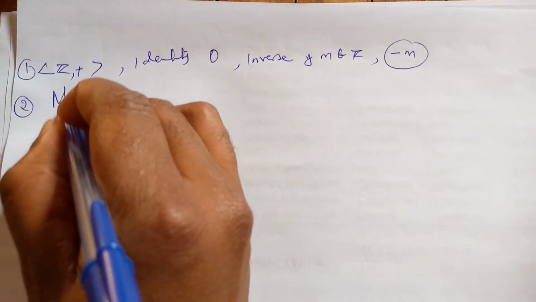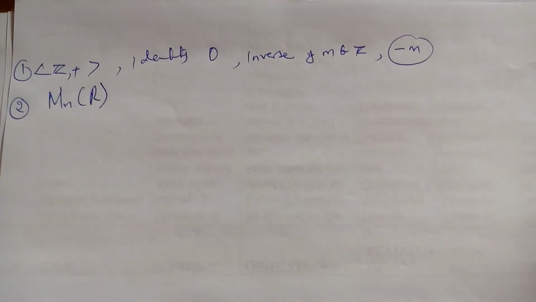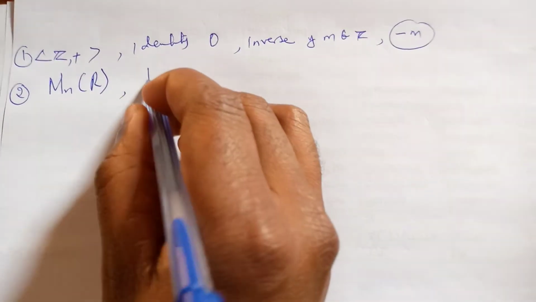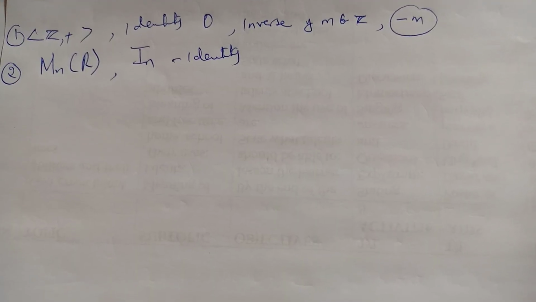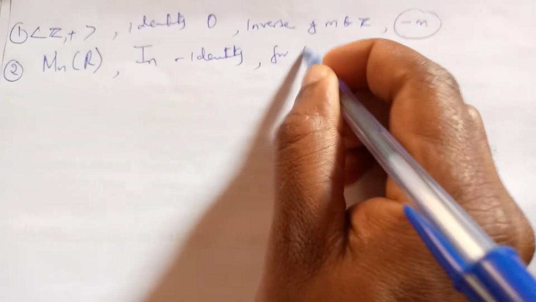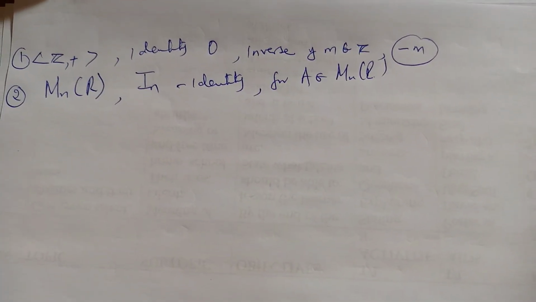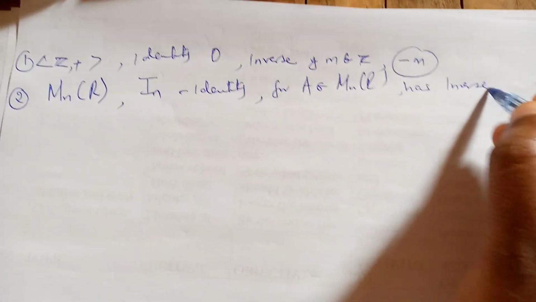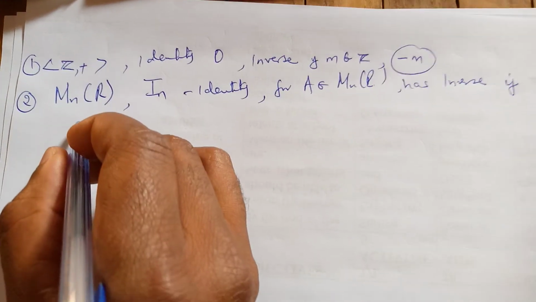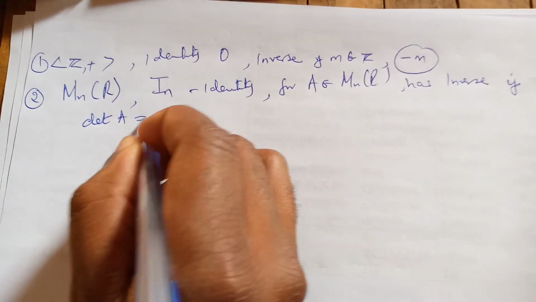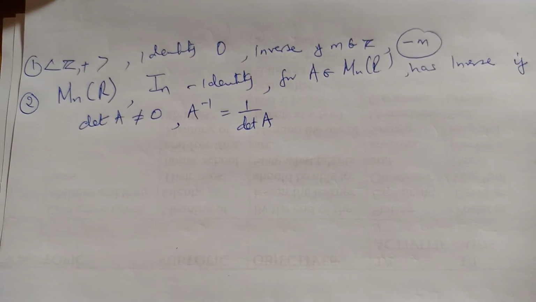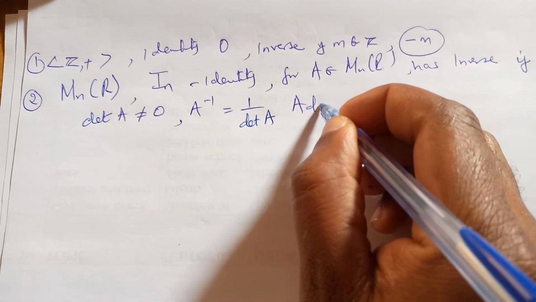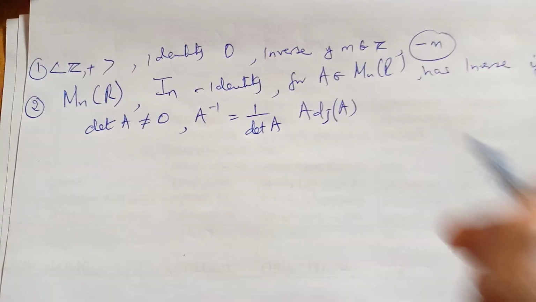Secondly, if you are talking about a given matrix, then we know the identity matrix is the identity. We know that from what we had said earlier. Then the inverse for A in the matrix group, or that algebraic structure, if the determinant, which is borrowed from linear algebra, is not equal to 0, then its inverse will be equal to 1 over the determinant of A, times the adjoint of A.